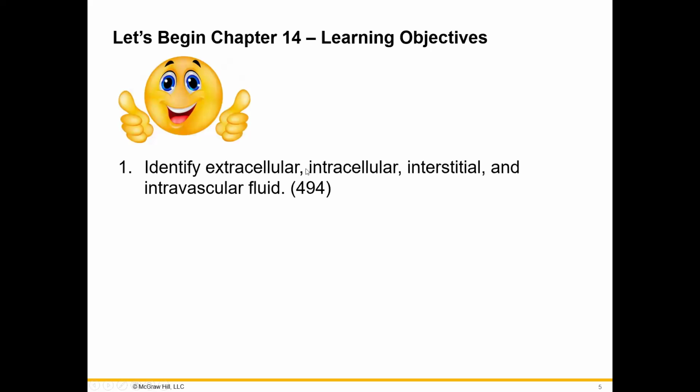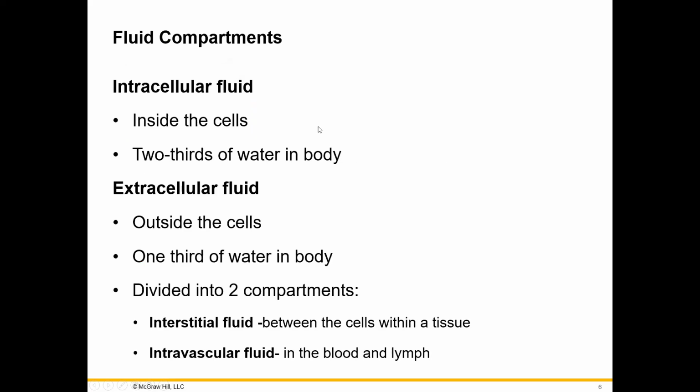Let's get started with learning objective 1, which is to identify extracellular, intracellular, interstitial, and intravascular fluid. In this section, we're going to break down the two major fluid compartments in the body, intracellular and extracellular fluid. These are super important to understand so that we can understand later on how our bodies maintain balance and function. First, let's start with intracellular fluid. As the name suggests, this is the fluid inside of our cells. It makes up about 2/3 of the total water in our body. So the majority of the water in your body is actually found inside of your cells.